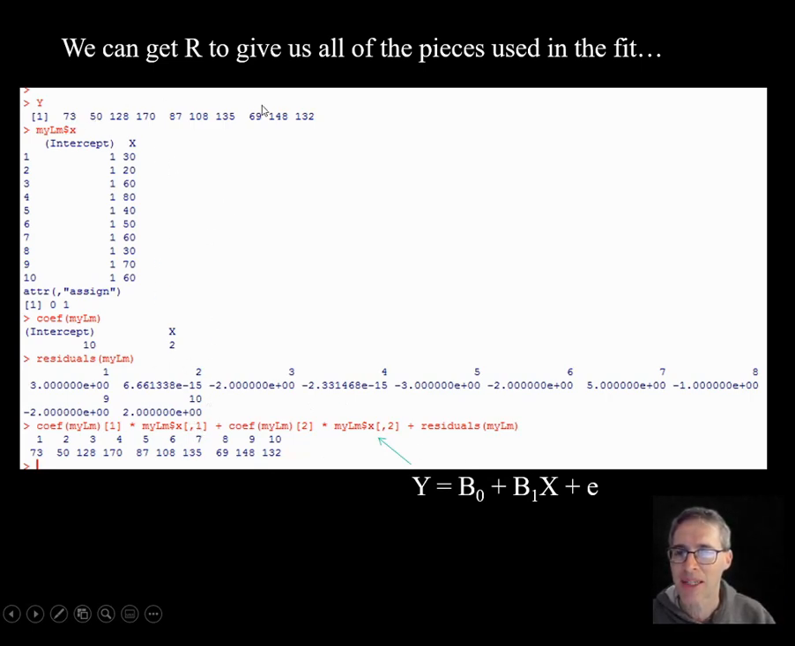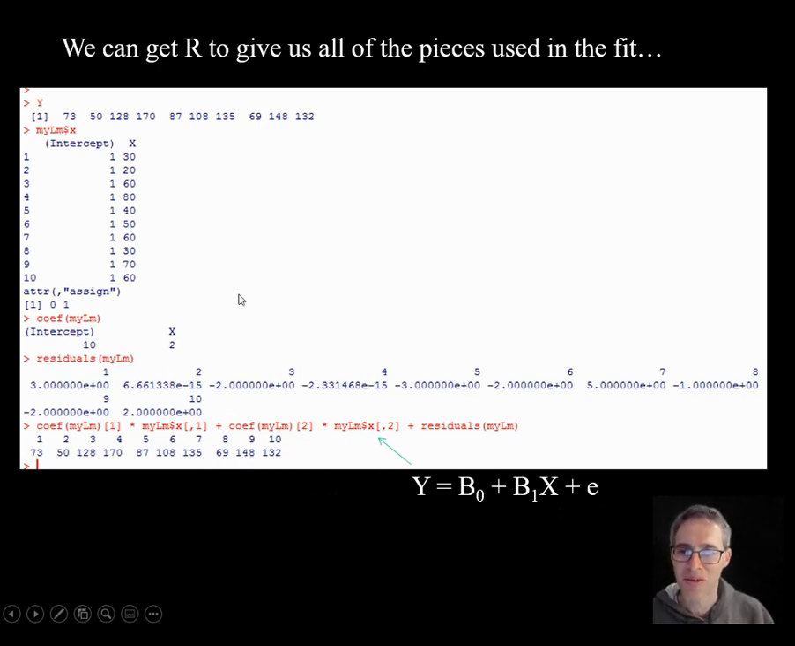So I have my y data, the matrix of the column vectors joined together into a 10 by 2 matrix here. The coefficients are these two, that's b0 and b1. These are the residuals, right? So these residuals here represent the error terms.